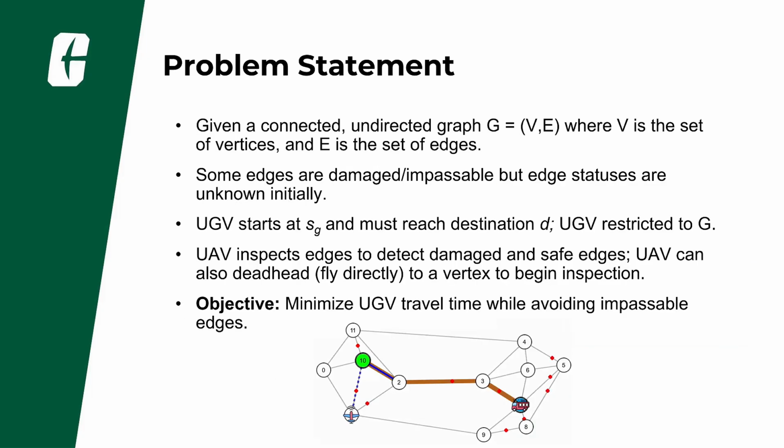We model the road network as a connected undirected graph G, where vertices represent locations and edges represent road segments. Some edges are damaged or impassable, but these statuses are initially unknown. The UGV starts at S_G and must reach the destination D. The UGV is restricted to moving along graph edges. The UAV can inspect edges to determine whether they are safe or damaged, and it can also fly directly to a vertex to begin inspection. The objective is to minimize the UGV travel time while avoiding impassable edges.